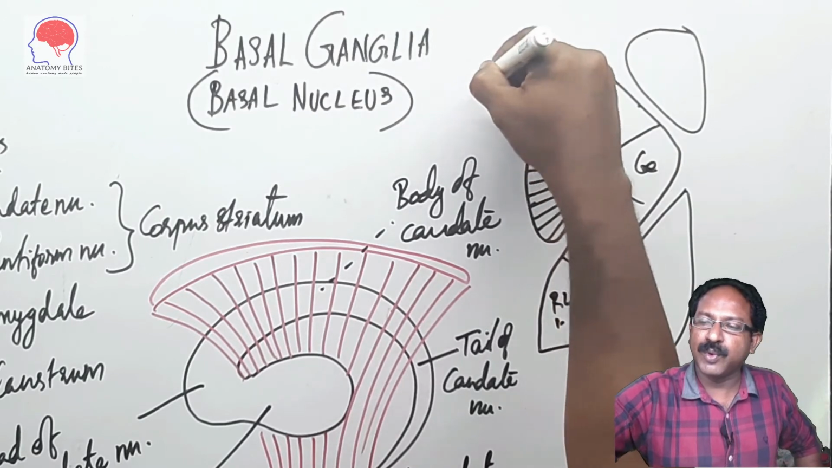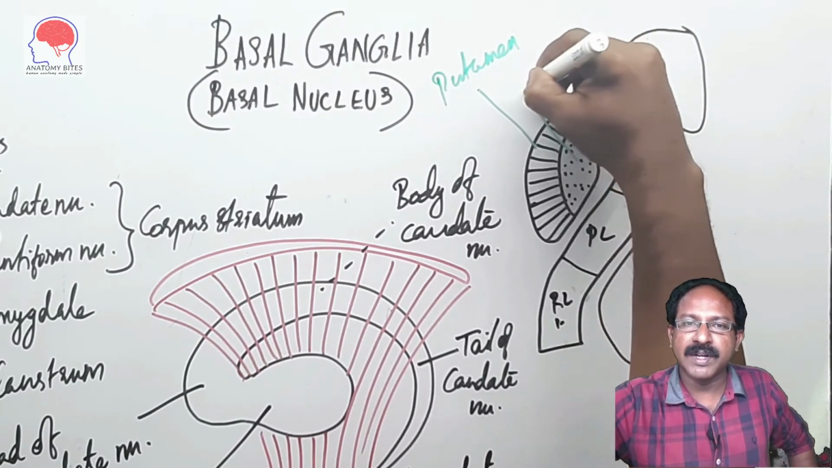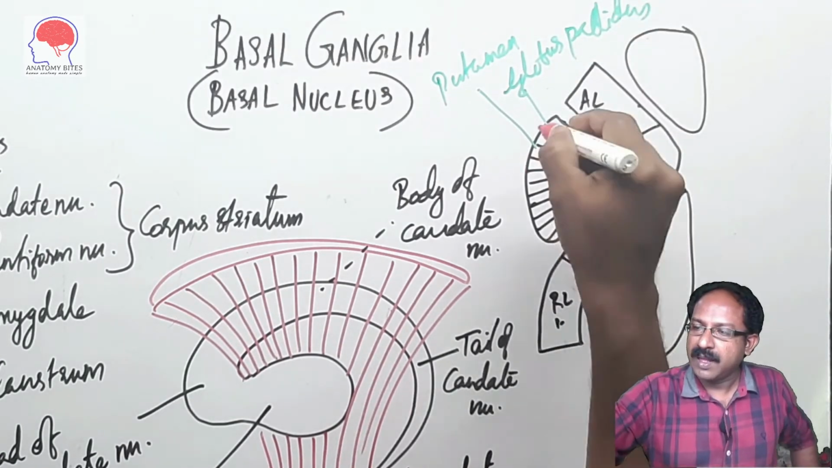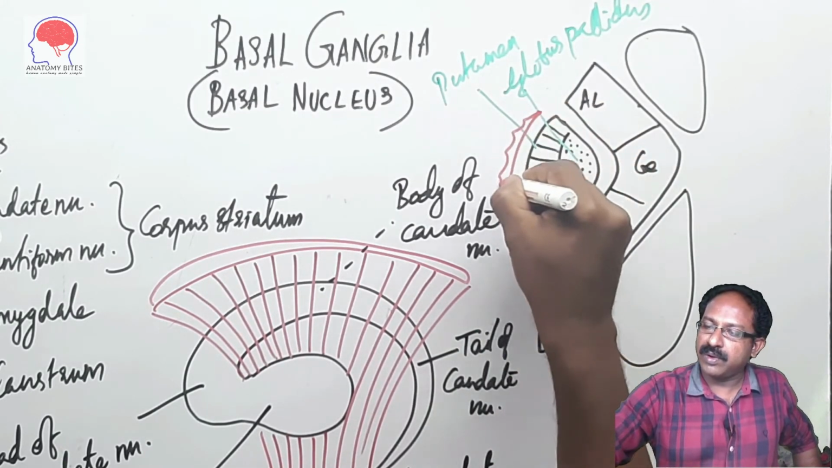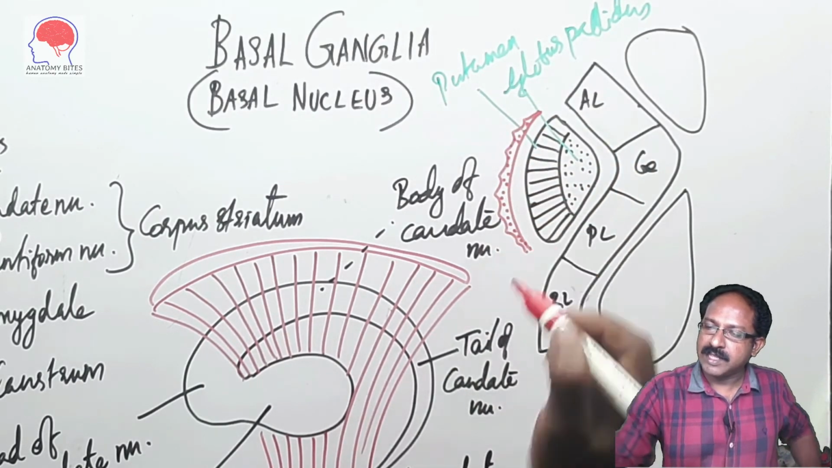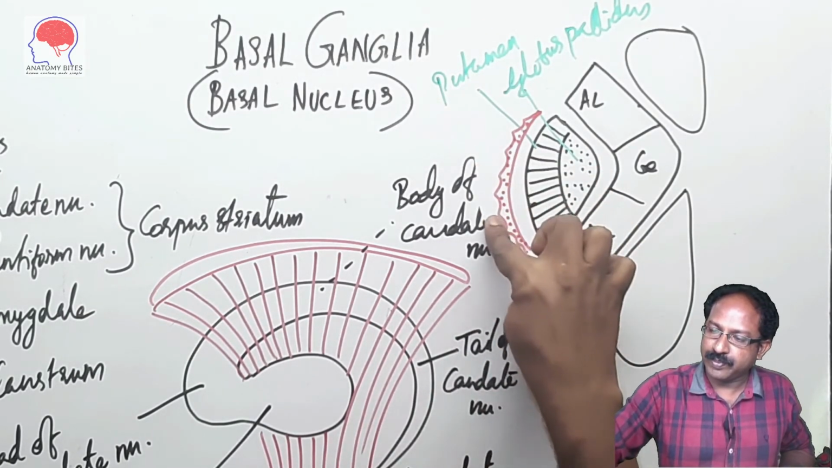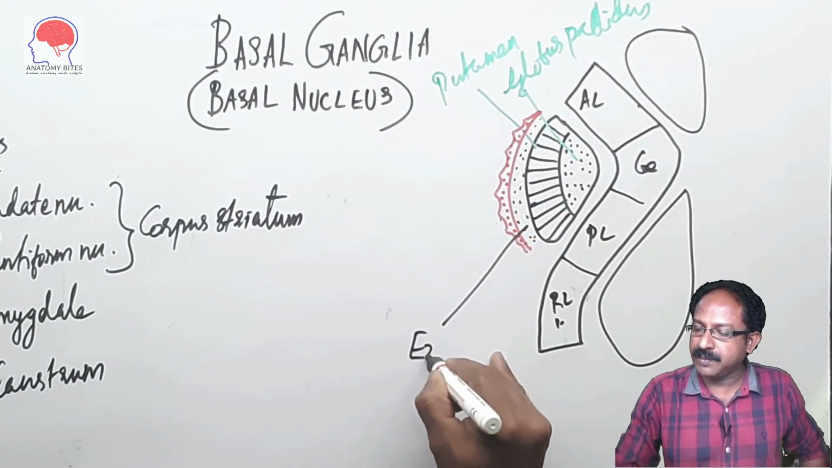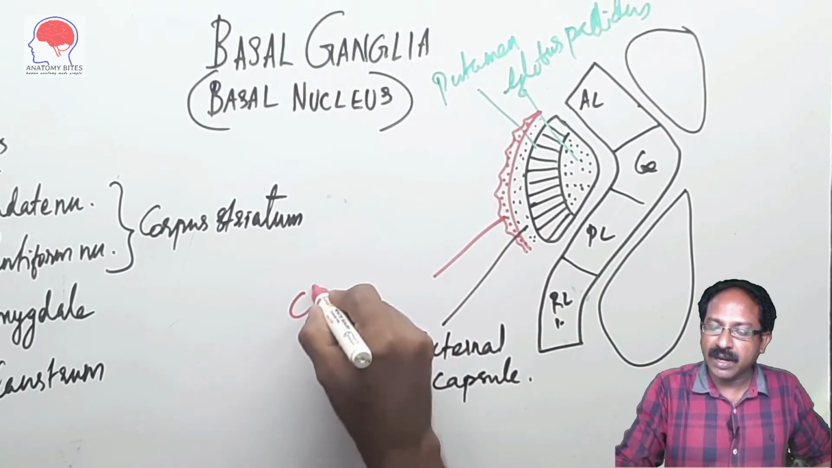The lateral part of the lentiform nucleus is named the putamen, and the medial part of the lentiform nucleus is named the globus pallidus. There is a very thin lamina of grey matter lateral to the lentiform nucleus, separated by a thin lamina of external capsule. This is the external capsule. This thin lamina of grey matter is named the claustrum.